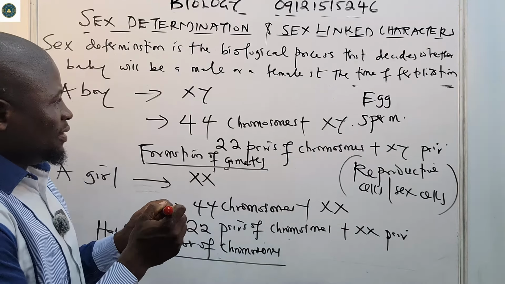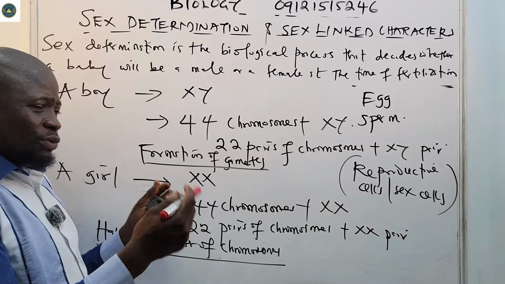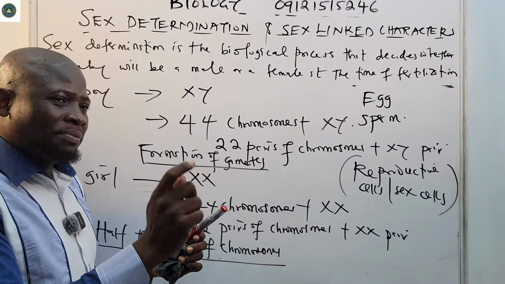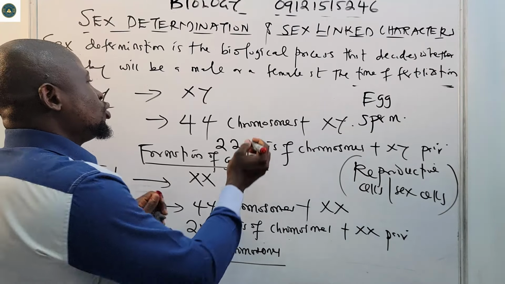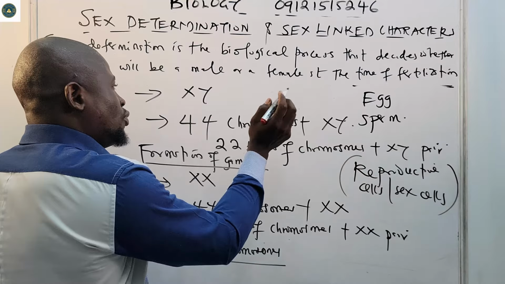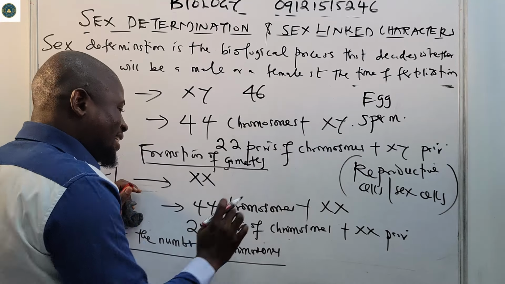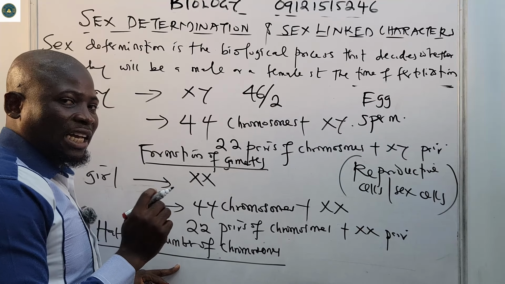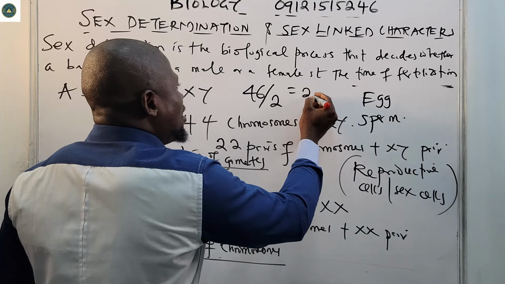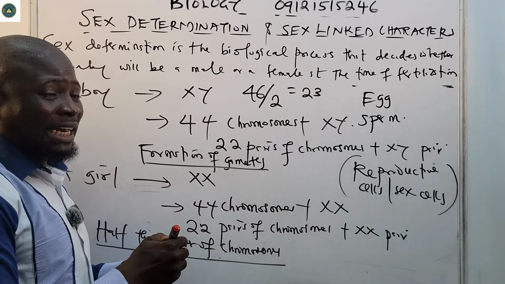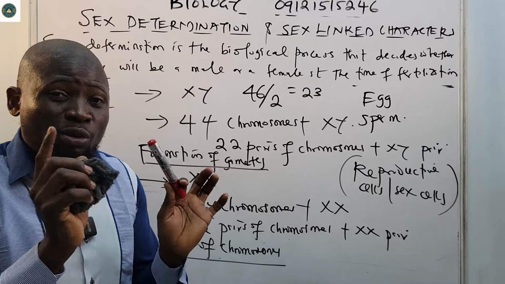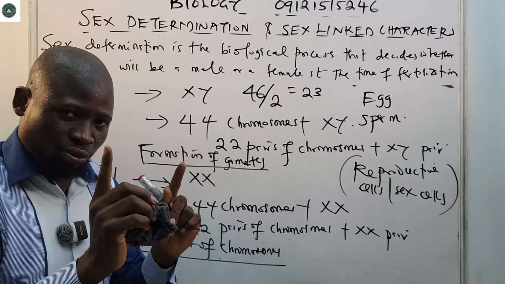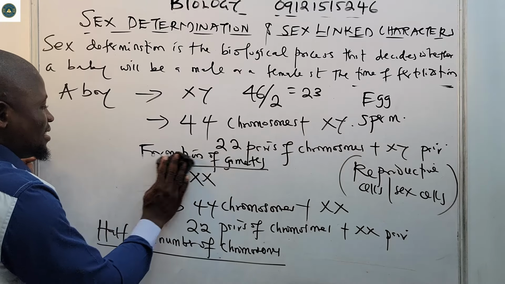So that means if an individual has 46 chromosomes, in the reproductive cell or the sex cell we have only half of it. The sex cells have half of these. So that means they'll have 23 chromosomes. I'm not saying 23 pairs of chromosomes. No. They will have the number 23 chromosomes. That's what the sex cells have.